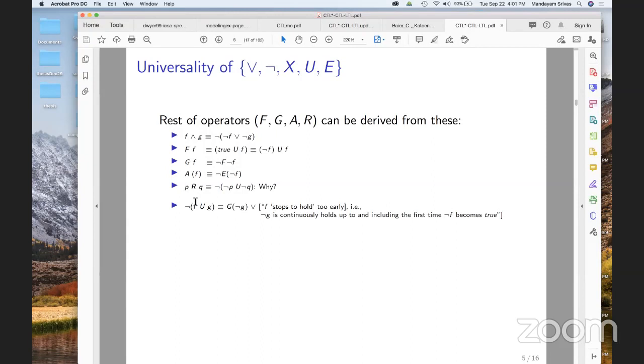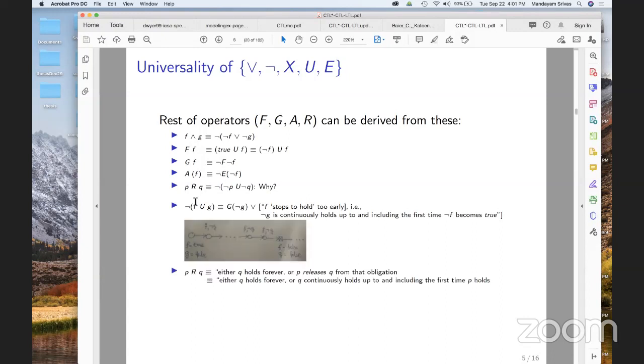R is actually a dual of the until operator. I went through this and I don't want to go through it again. So R can be expressed in terms of until by pushing in the negation. The negation of the until operator can indeed be expressed in this way using until itself and G, and of course G can be converted into F and ultimately into U.